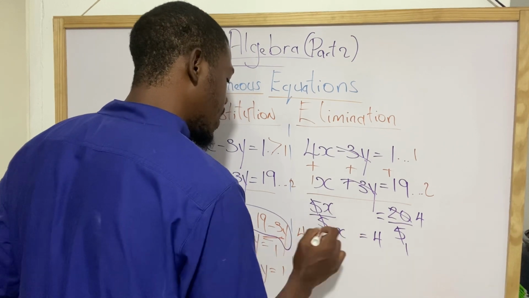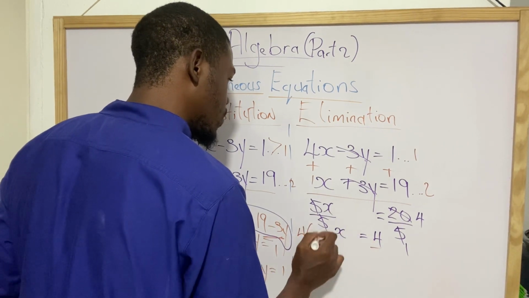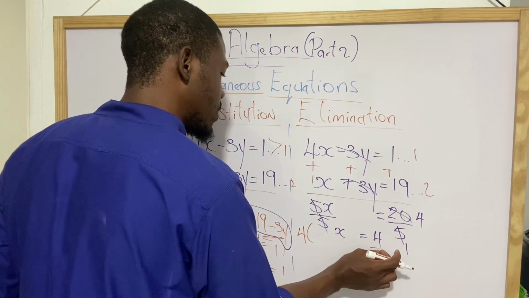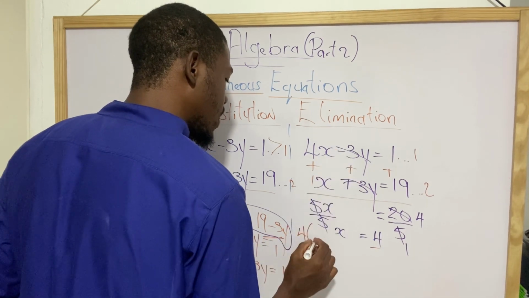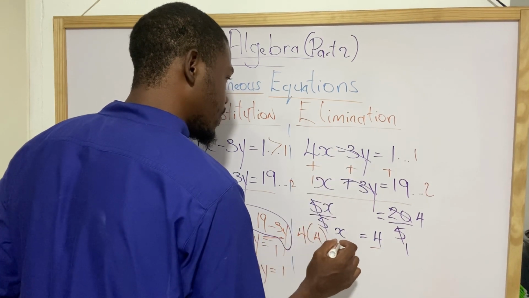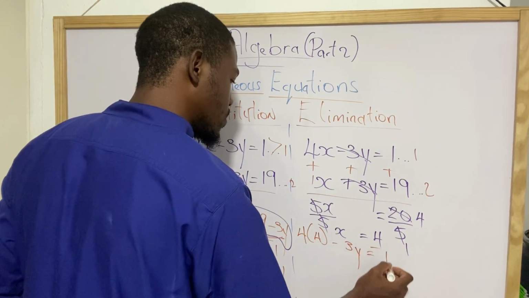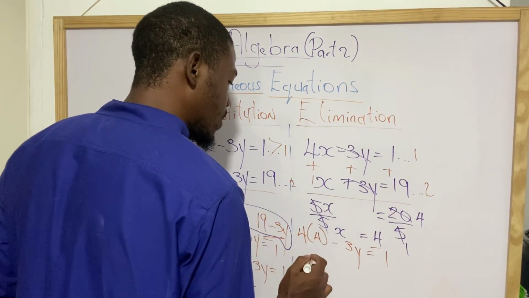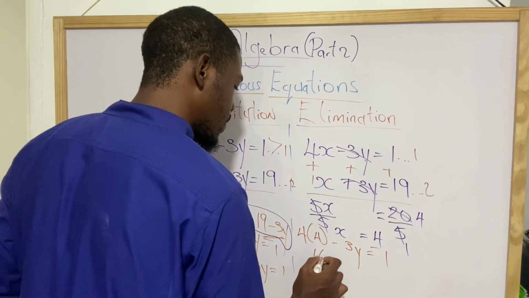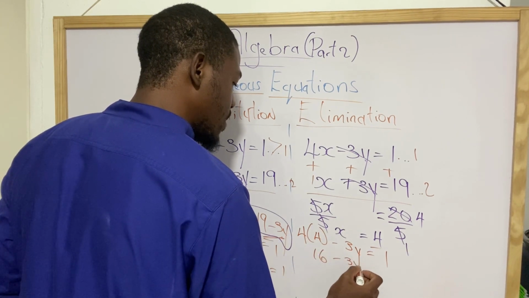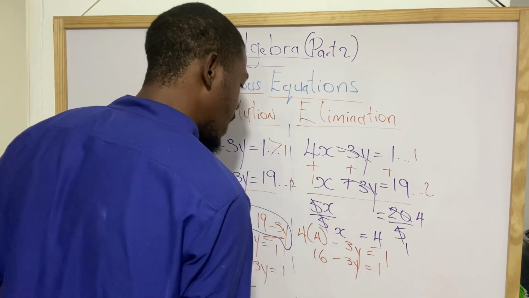We know what x is. X is 4. So we're just going to plug in our 4 for the x value right there. So 4x minus 3y equals 1. 4 times 4 gives us 16. So we have 16 minus 3y equals 1, right?